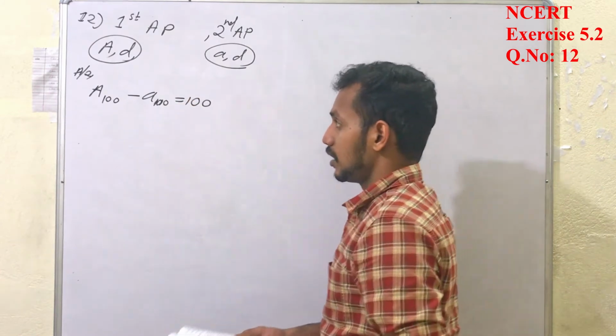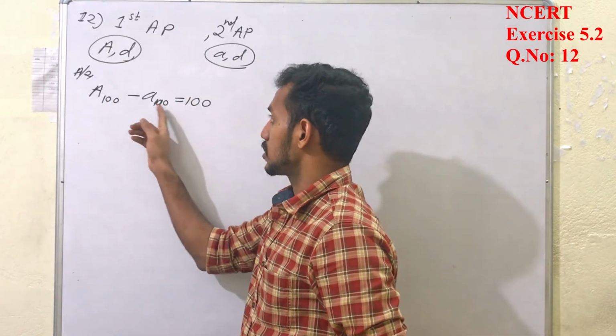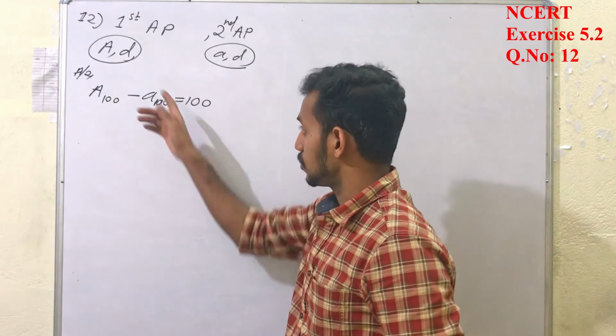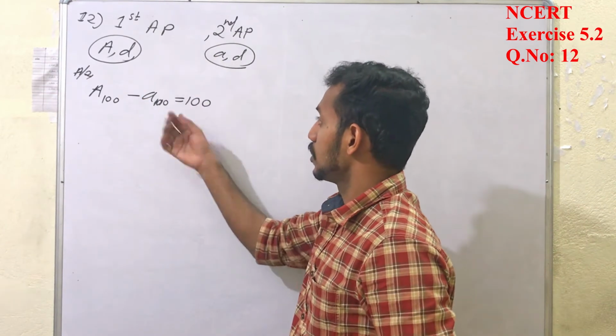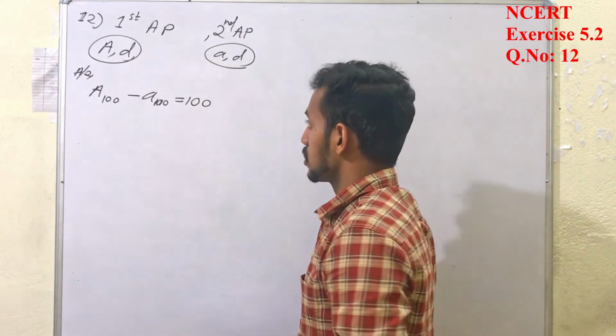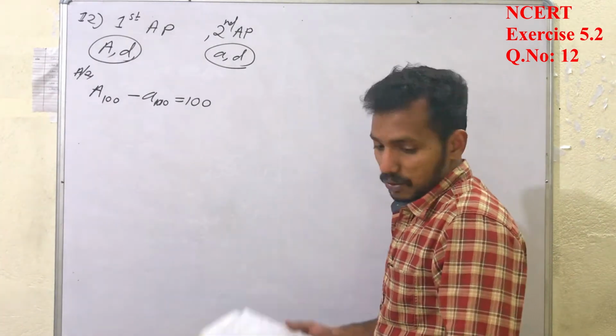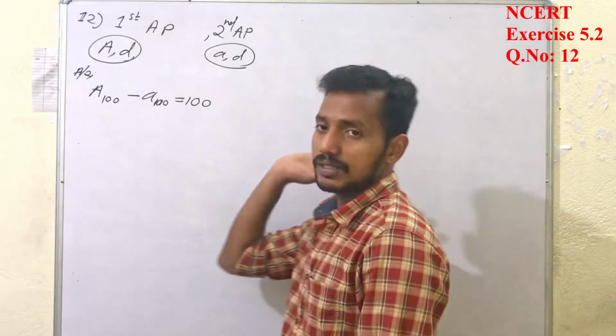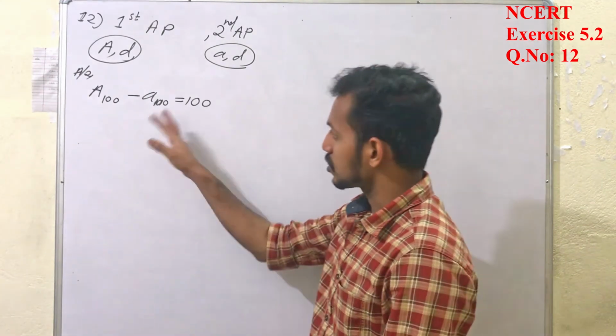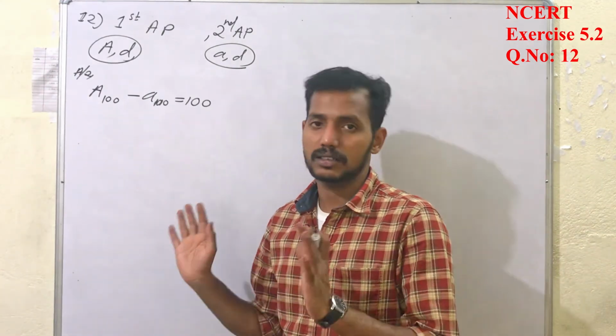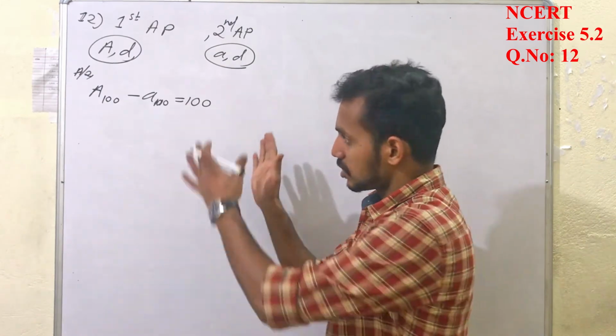This is the 100th term of the first AP and this is the 100th term of the second AP. Their difference is 100, which is given in the question. What is the difference between the 1000th terms? If two APs have the same common difference, then the difference of their 1000th terms will also be 100. Clear? So let's solve it.